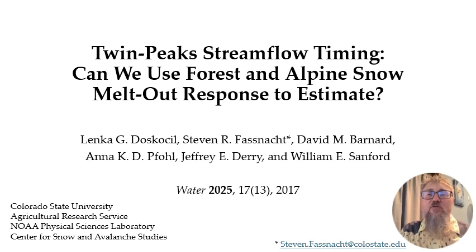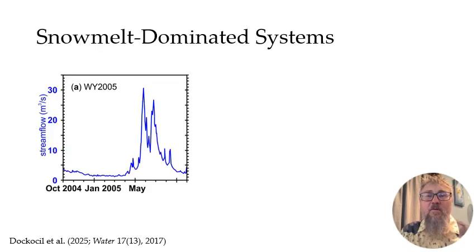Twin Peaks Streamflow Timing. Can we use forest and alpine snow meltout response to estimate these? So in a snow-dominated system, the streamflow hydrograph has large flows during the snowmelt contribution. In some watersheds, like the Uncompahgre that we studied here and others in the San Juan Mountains of Colorado, we see two peaks, or twin peaks, in the streamflow.